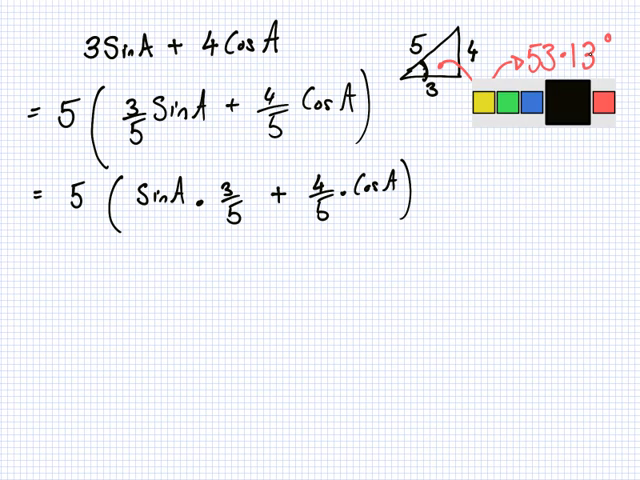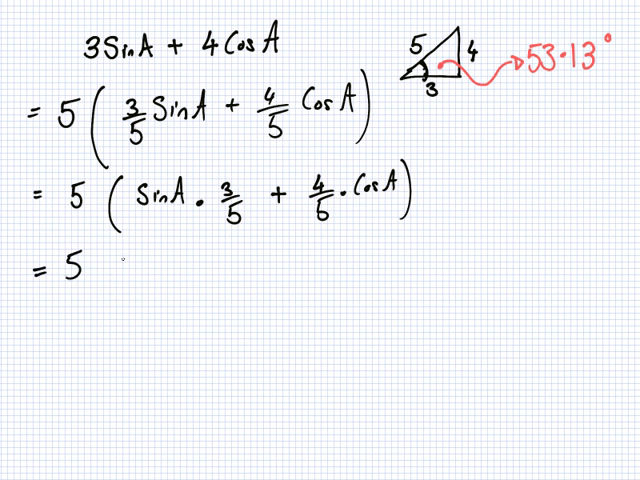This has nothing to do with angle A. What I'm doing is a little trick here. This is 3 over 5, but another way of writing 3 over 5 is cos 53.13 degrees. Cos 53.13 degrees is the same thing as 3 over 5, is it not? And another way of writing 4 over 5 is sine 53.13 degrees.